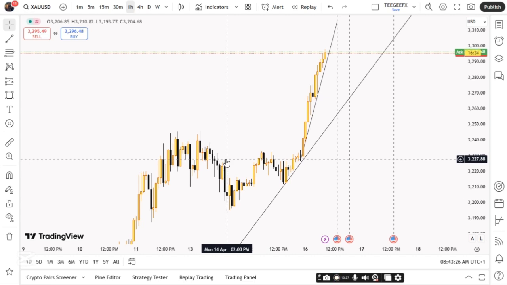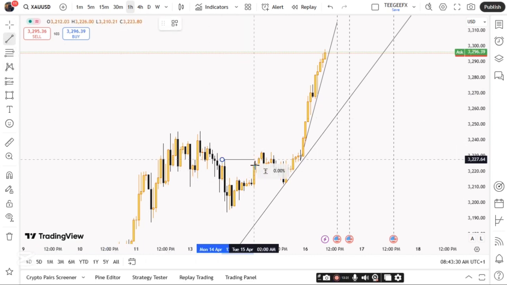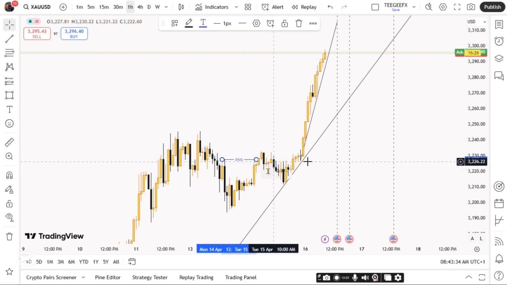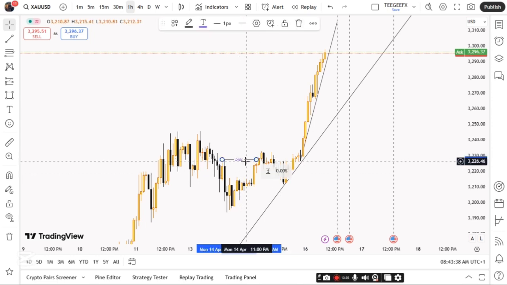It broke structure here. Some other people, the SMC people, they like marking things like this. They will write something like BOS. Yeah, you can do this also. You can do it, but I actually don't. I prefer working clean. Some people mark every break of structure.